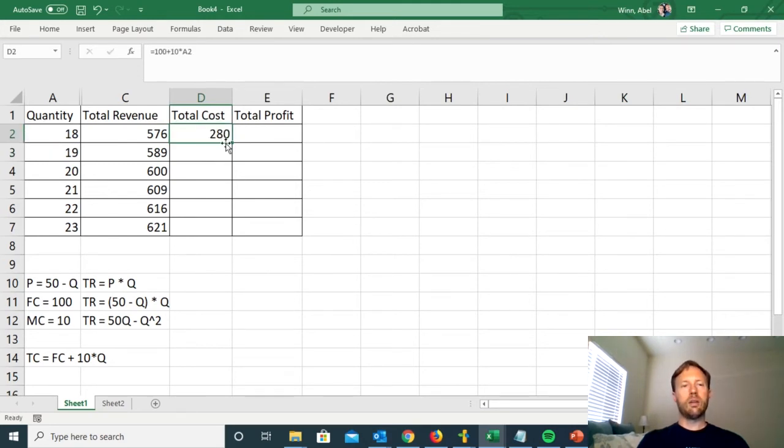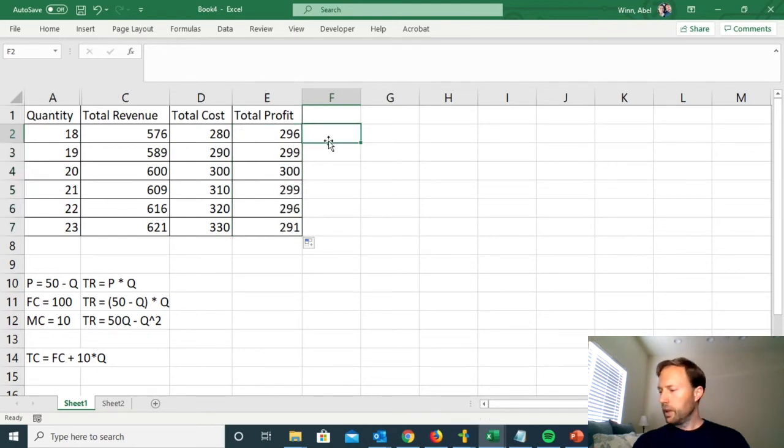280 on the first unit. And if you just copy that formula down, you'll see the total cost for each level of output. Total profit couldn't be simpler. Profit is just total revenue minus total cost. So it's just the number in the C column minus the number in the D column. And there you have it.